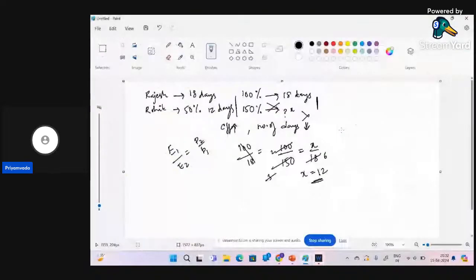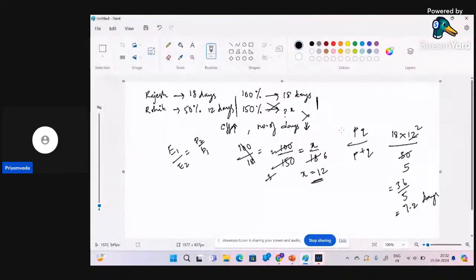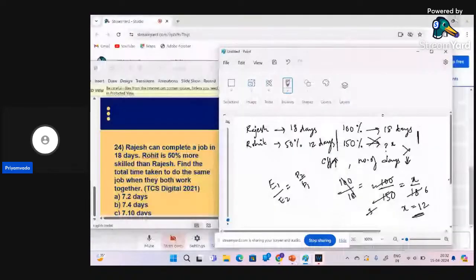So now we can directly use the formula PQ by P plus Q. P is Rajesh, taking 18 days to finish that work. And how many days is Rohit taking? 12 days. 18 into 12 by 18 plus 12, that is 30. Here 6 cancels 2 times. Here how many times? 5 times. Now we can write 36 by 5, that is 7.2 days. So if both Rajesh and Rohit work together, then the work will be done in 7.2 days. So the answer is option A.